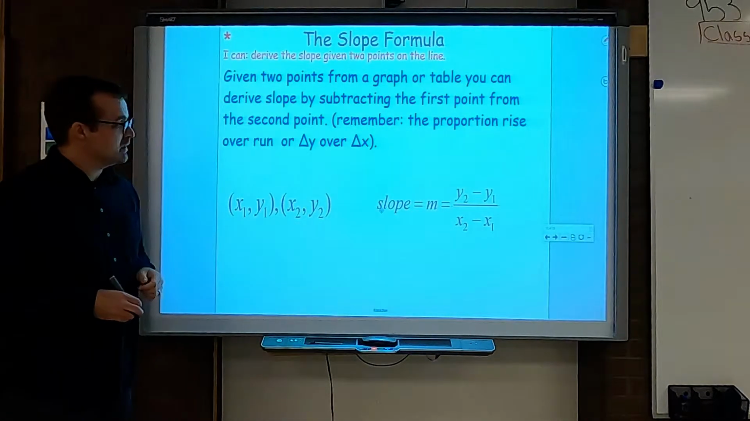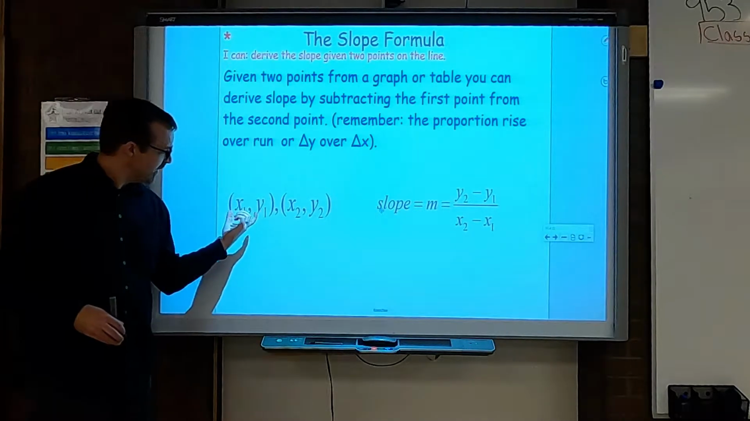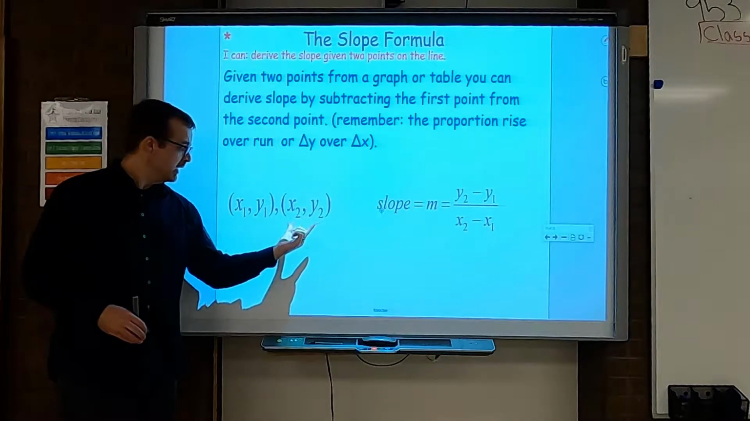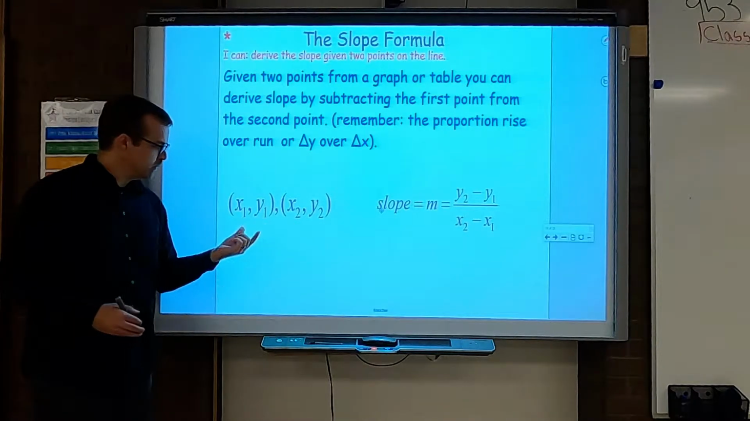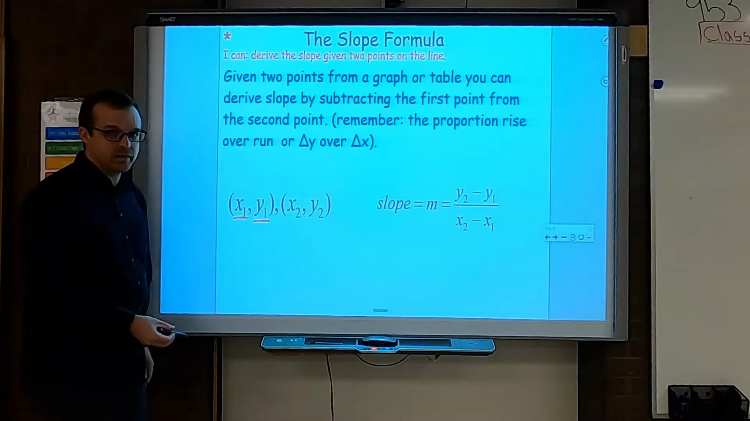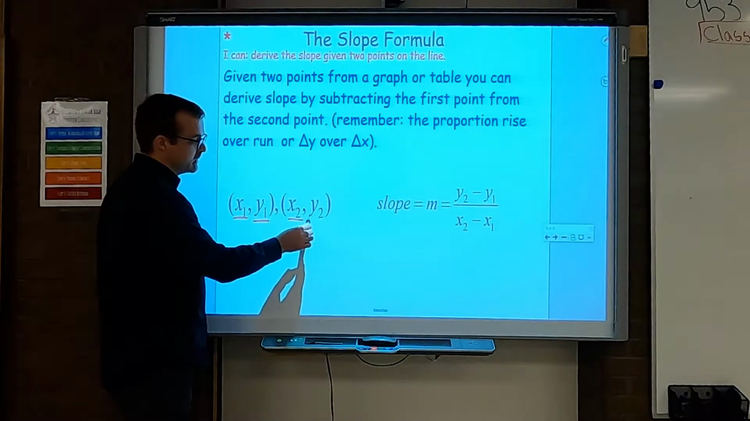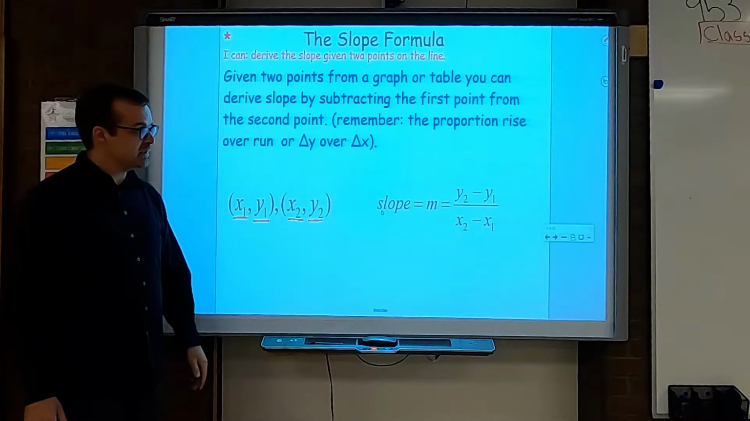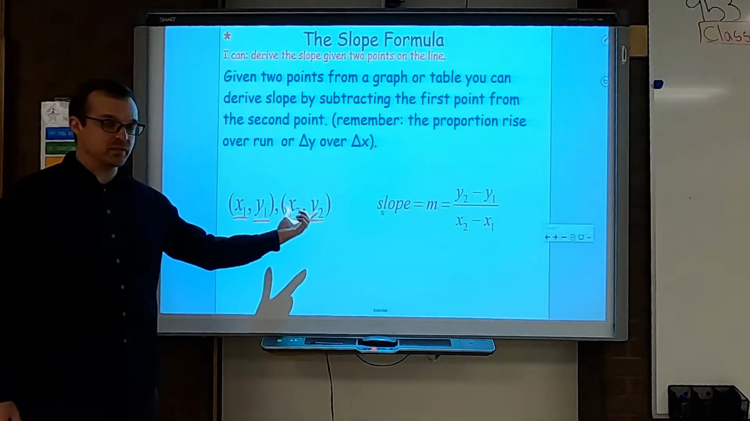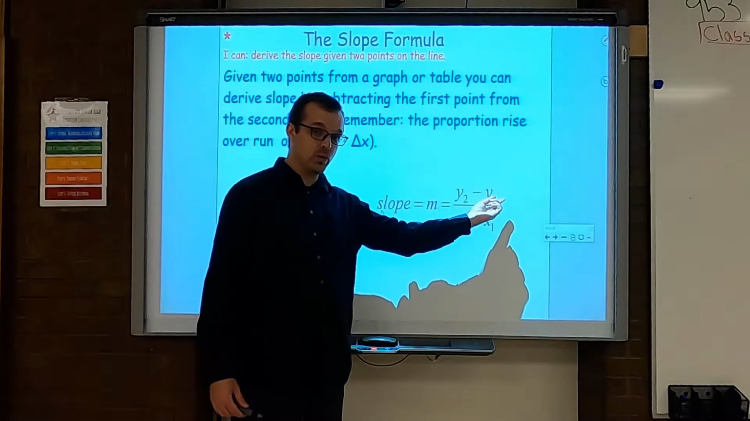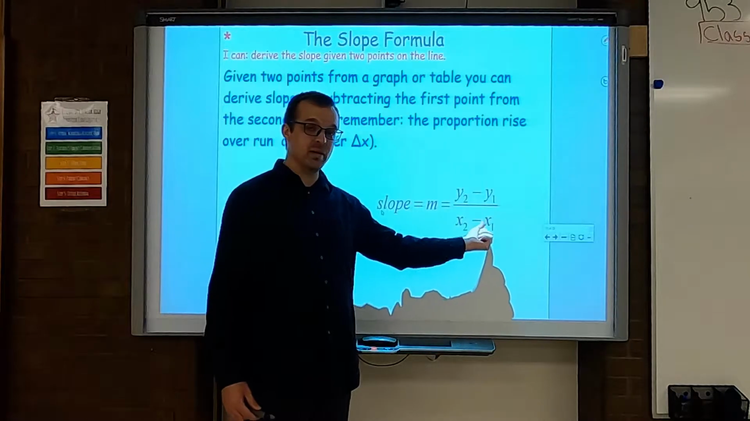So let's go ahead and take a look at what this means. If I have two points, x1, y1, and I have another point, x2, y2, what are these 1s and 2s? Well, this is just saying this is my first x coordinate, and this is my first y coordinate. This is my second x coordinate, and this is my second y coordinate. This is my first point, this is my second point. That's all that's saying. If I have two ordered pairs here, I can find the slope by finding y2 minus y1, and then dividing that by x2 minus x1.